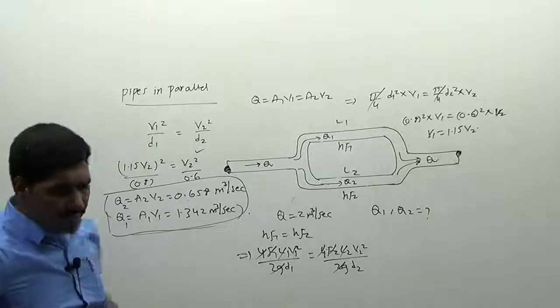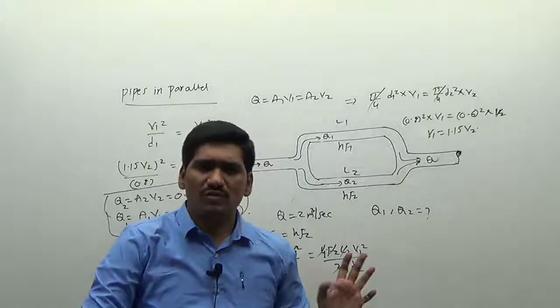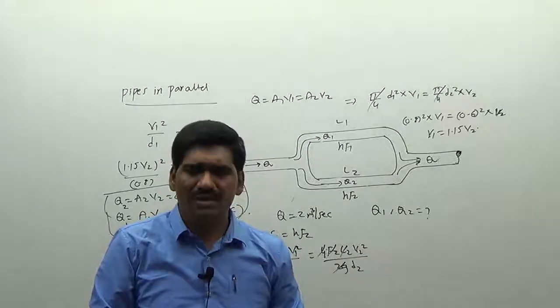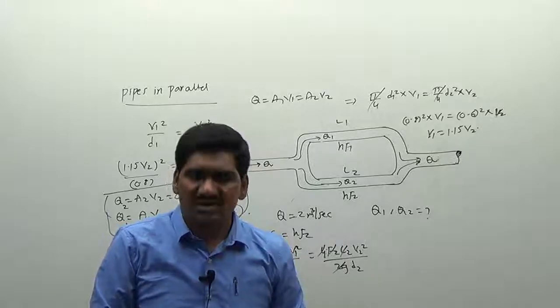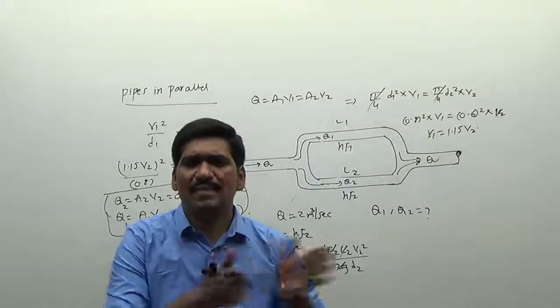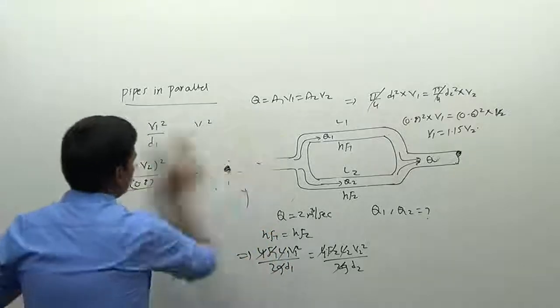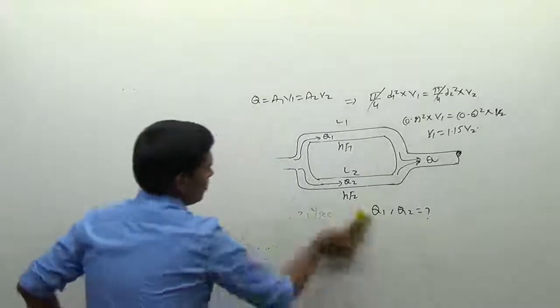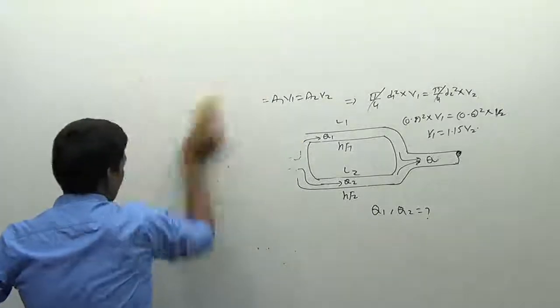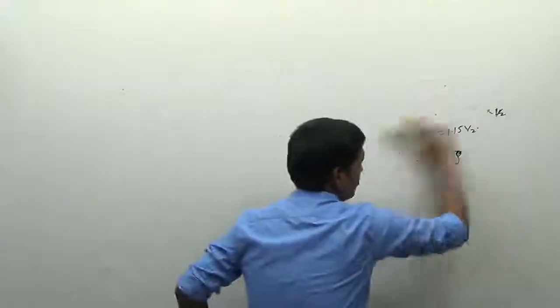So the important point that we have to remember in case of pipes in parallel is that the loss of head due to friction always remains constant in all the parallel pipes. That is the main important conclusion. So this completes the flow through pipes in your GATE syllabus. You may expect 2 marks from this topic or 1 mark from the entire topic we have.